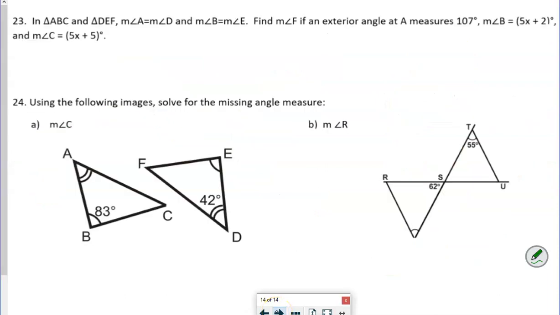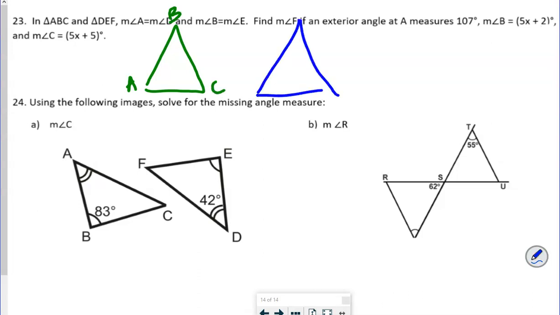All right, number 23 says, in triangle ABC and DEF, the measure of A and D are congruent. The measure of B and E are congruent. Find the measure of F if an exterior angle A measures 107 degrees, and so on. So let's just go ahead and draw this. Triangle A, B, C. And then we've got another triangle over here, D, E, F.